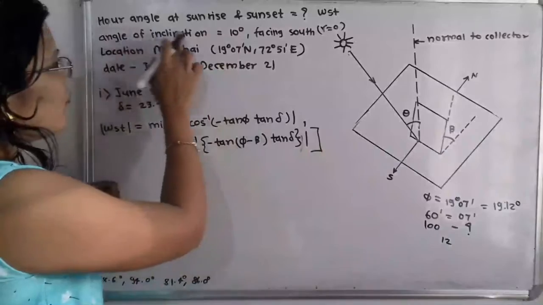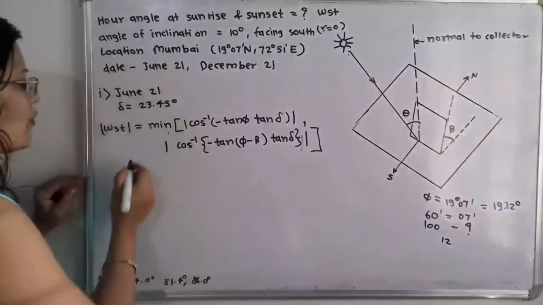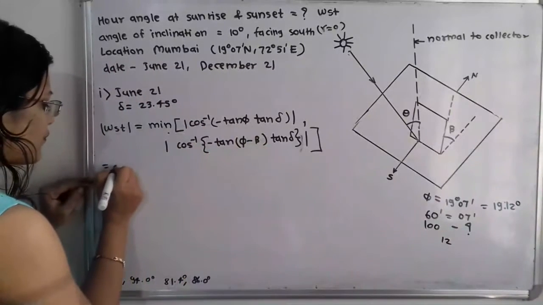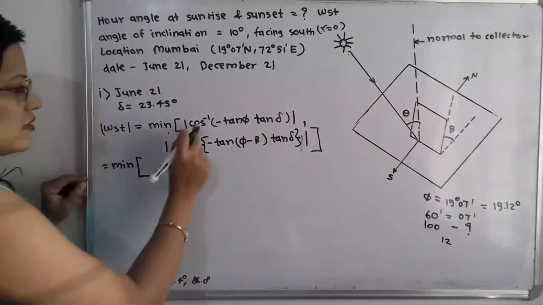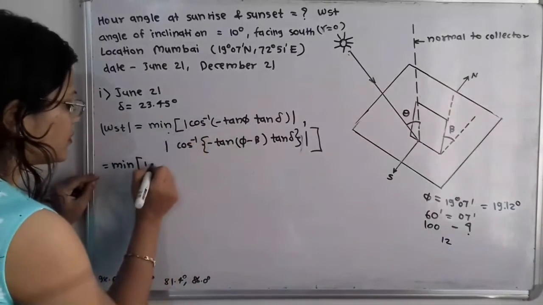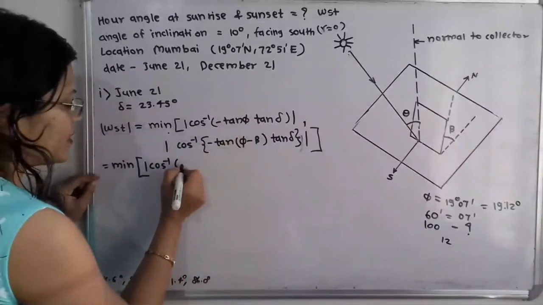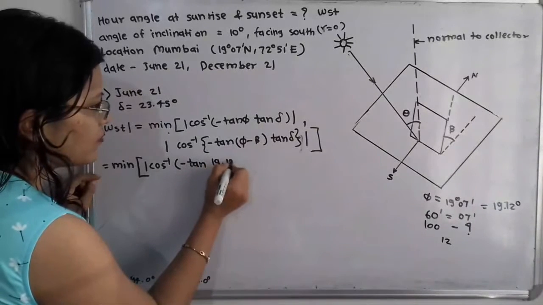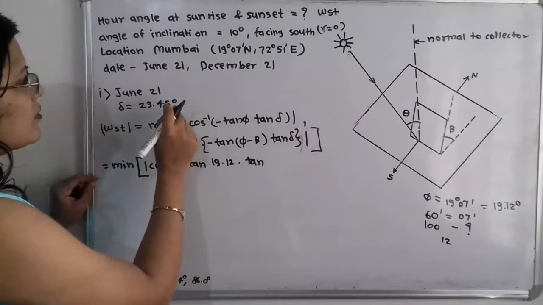Now the angle of inclination beta is 10 degrees. So we know that. Now we will put in the values. I will write this formula, which is equal to the minimum of, in the bracket, first the mod of cos inverse of minus tan phi, that is minus tan 19.12, into tan of delta. So what is the delta?